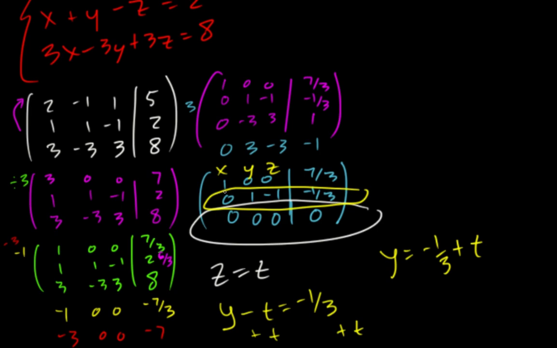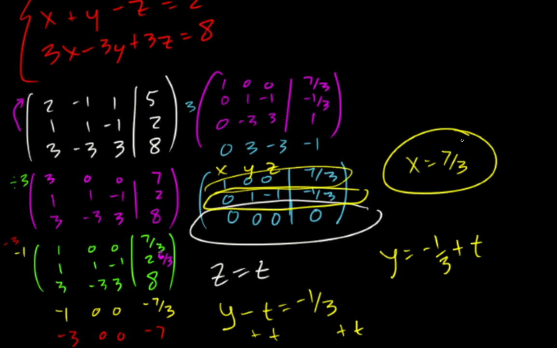And then if we look at row 1, we already know that x is equal to 7/3. And if we look at those all together, so x equals 7/3, y equals -1/3 plus t, and z equals t, we see that this is going to be 3 planes that intersect in a line.